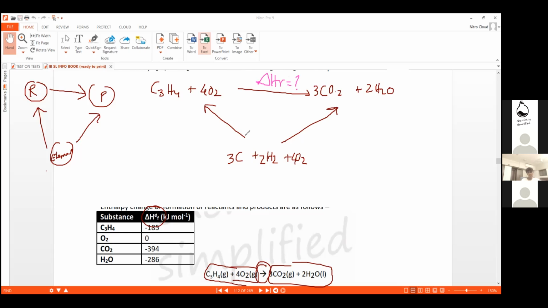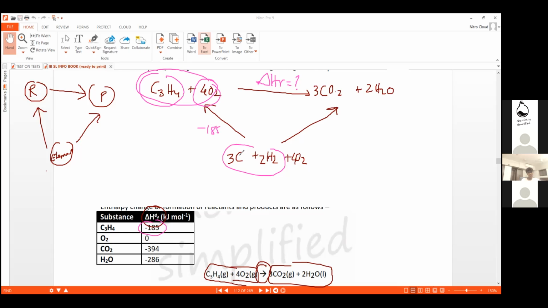Now this arrow, what does this arrow tell you? This arrow is forming the reactants. Oxygen is not formed, oxygen is oxygen only, but propane is formed from the elements. So from elements to compound, propane is formed. This reaction is showing you the enthalpy change of formation of propane, and its value given here is minus 185. So this will be minus 185.